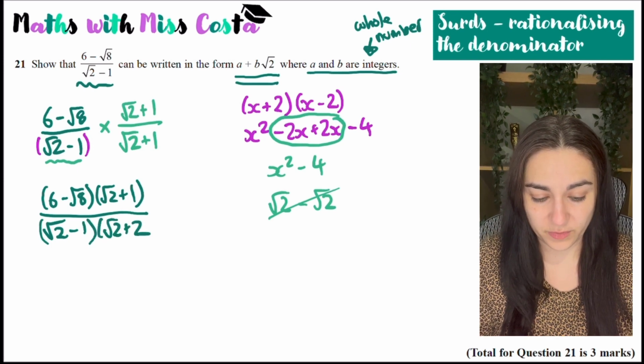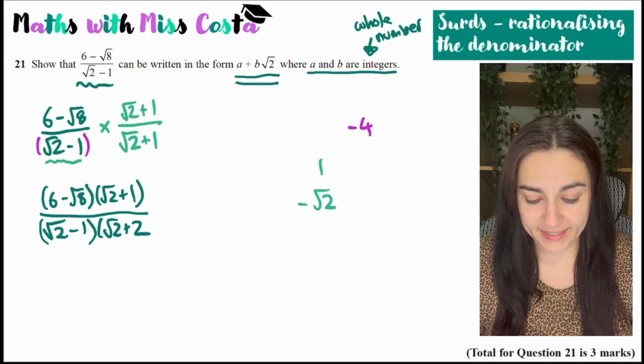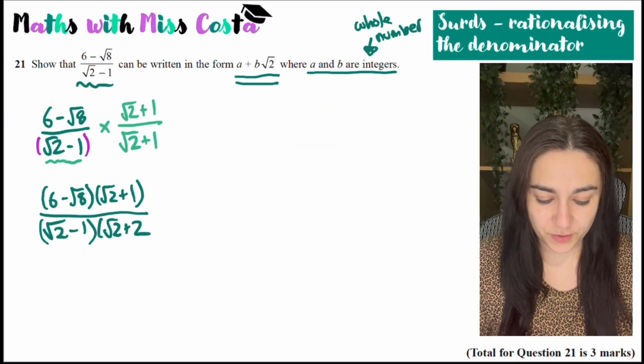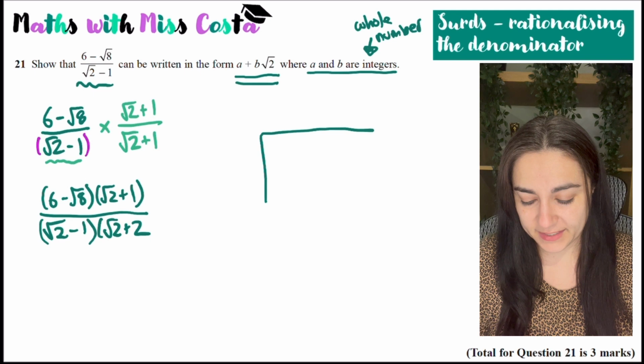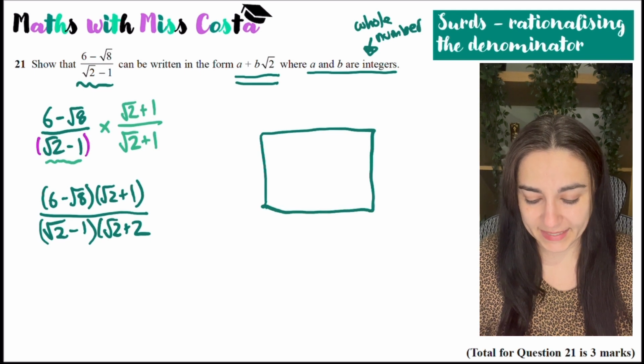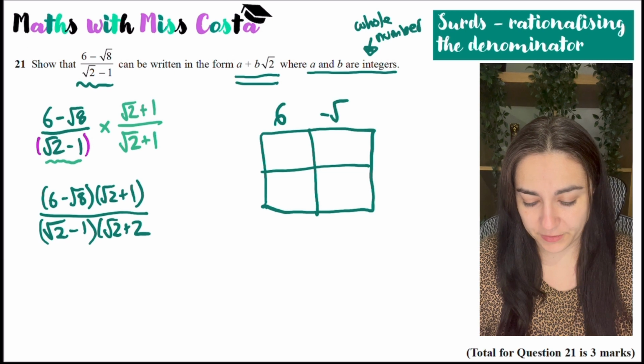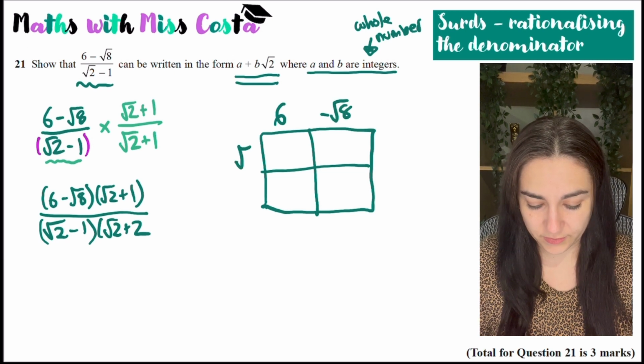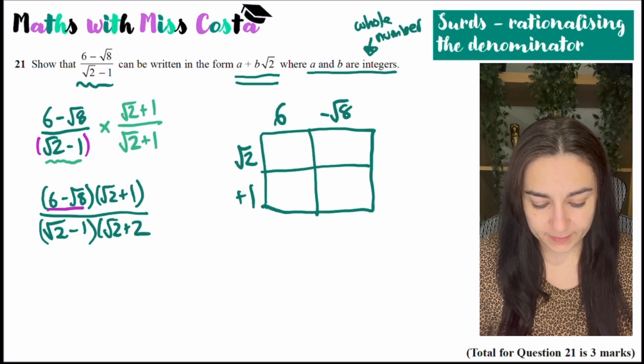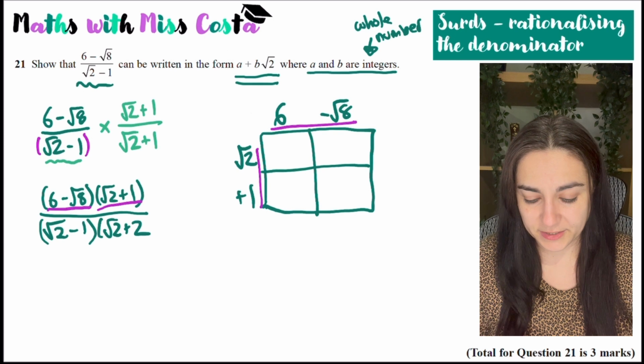Well, if you're really confident with expanding brackets, then just do it the way that you know. If not, then using the grid method is helpful because it ensures you don't miss out any terms. So I'm going to write 6 minus root 8 and root 2 plus 1. So I'm just putting the first bracket up here and the second bracket along the side, and then I just multiply.